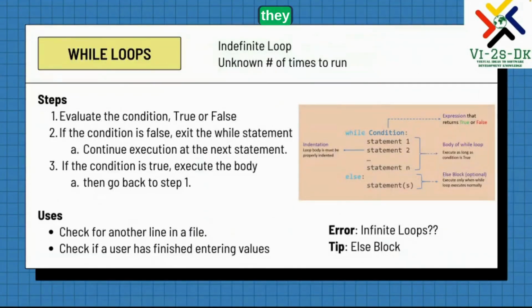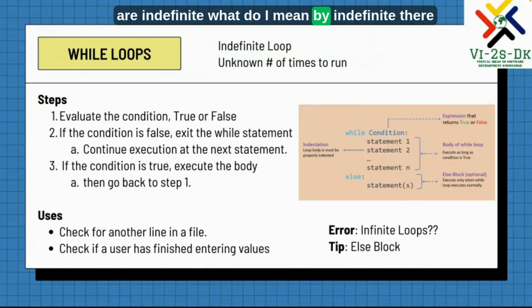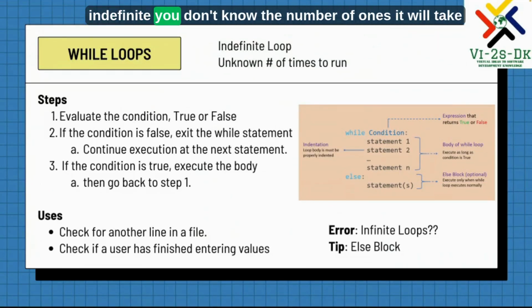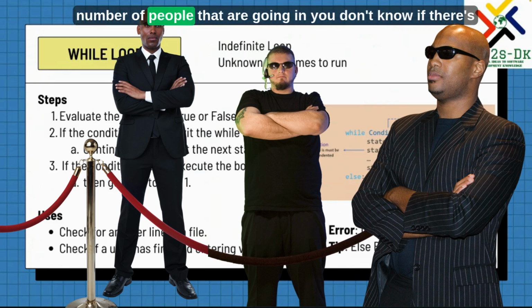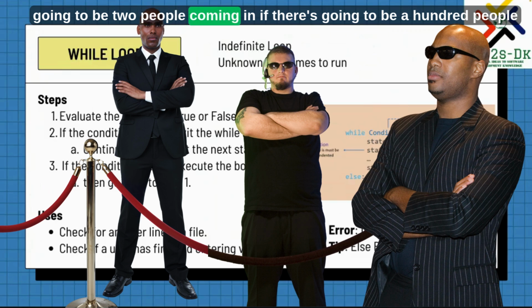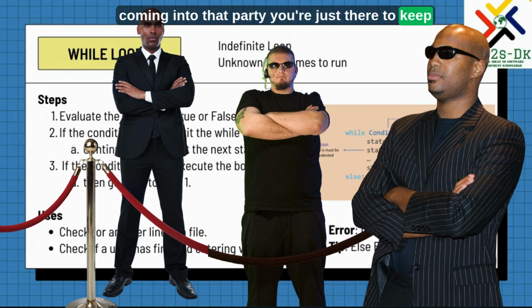While loops, again, they are indefinite. What do I mean by indefinite? There are some cases when you don't know how many times your code is going to run. That means it's indefinite. You don't know the number of runs it will take. For instance, somebody puts you at the door of a bar or a nightclub and they say, okay, you're here to collect tickets. So all you're doing is just punching in the number of people that are going in. You don't know if there's going to be 2 people coming in, if there's going to be 100 people coming into that party. You're just there to keep track of the number.